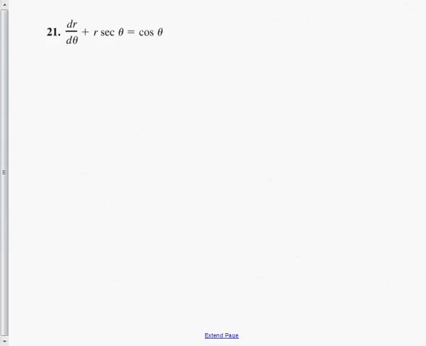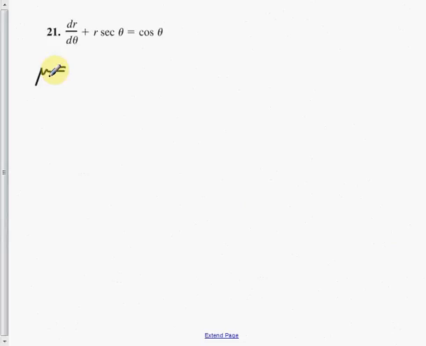So here the independent variable is theta, the dependent variable is r, right? R depends on theta. Based on how it's written, dr divided by d theta, right? So typically it's dy over dx, so y is the dependent variable, x is the independent variable. So here it's dr over d theta, so r is dependent upon theta. So it's in the form that you want, and so here we have our integrating factor.